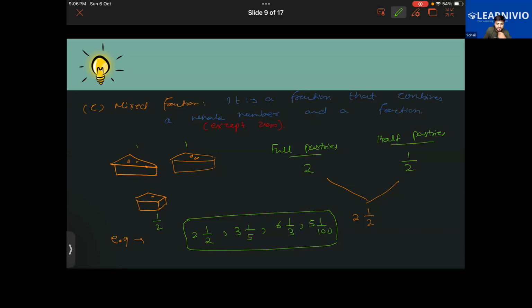Sir, what did you write in the green one? It's full pastry. This is half pastries. Okay.